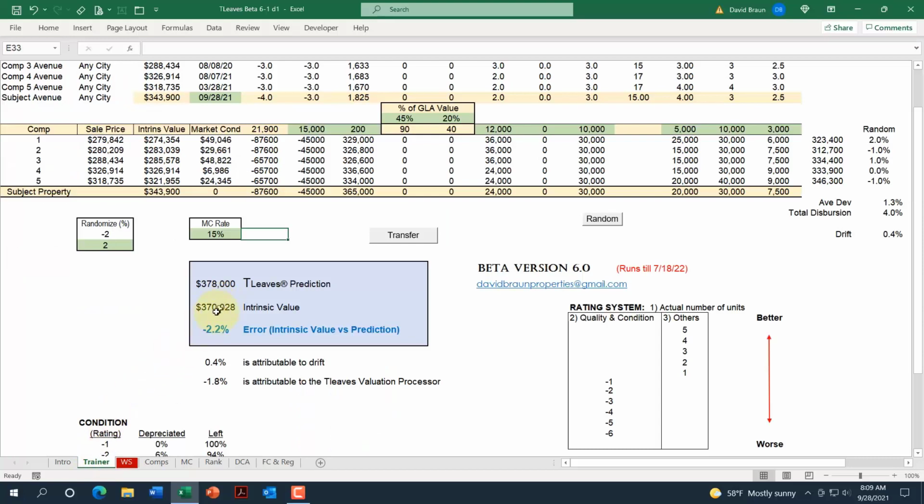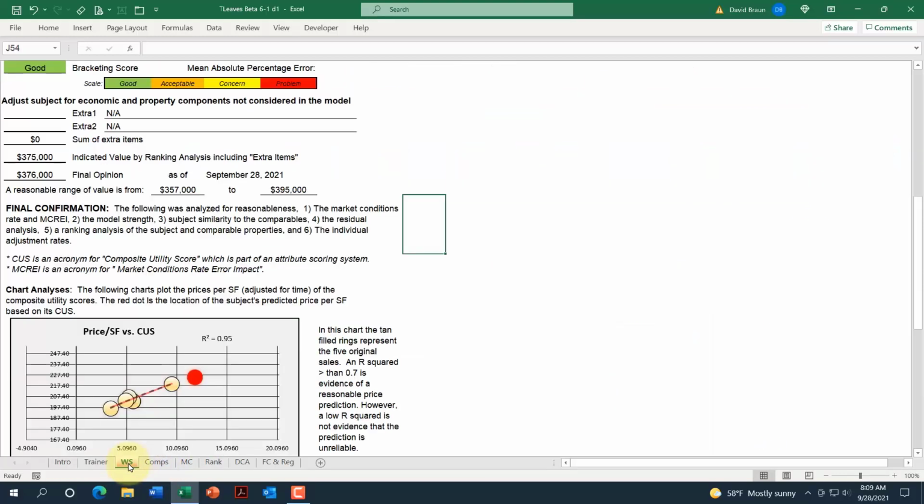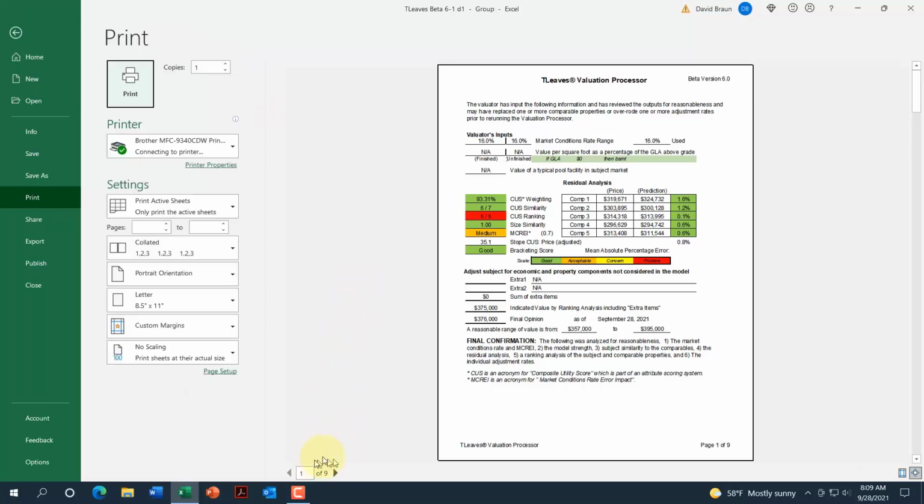We can go back. The answer was 370. This is still stuck on 378 because I didn't change it. So we would be within 2% of the intrinsic value. Now let's take a look at the report, because one of the big things is that a lot of statistical analysis was performed in the background to get this. Let's take a look at the report that we would get, and I'm just going to use the Excel print viewer here just to look at these.